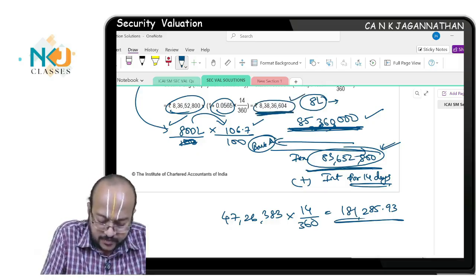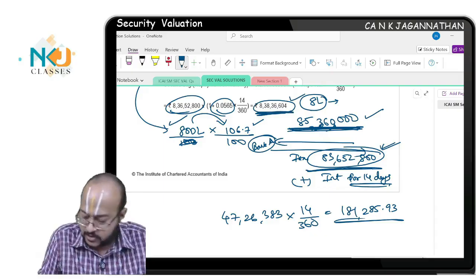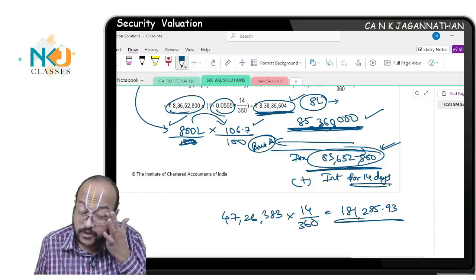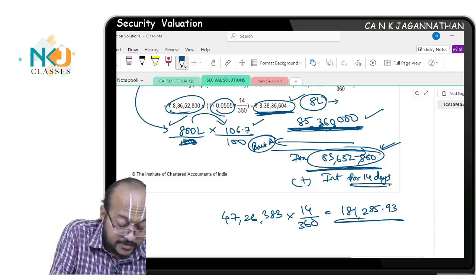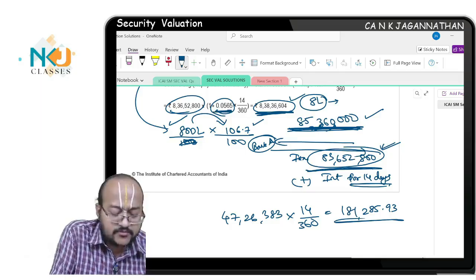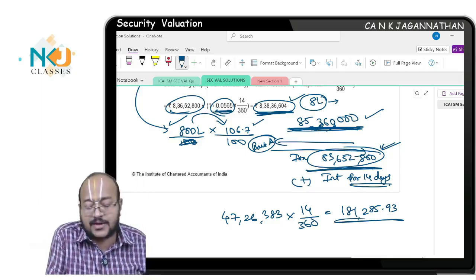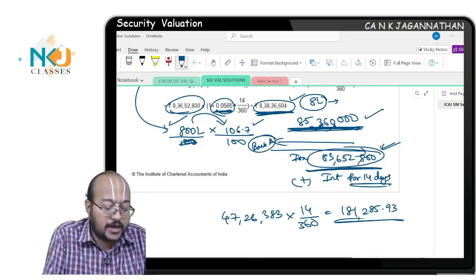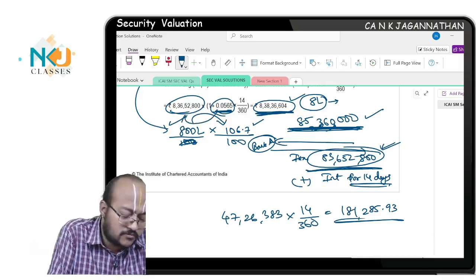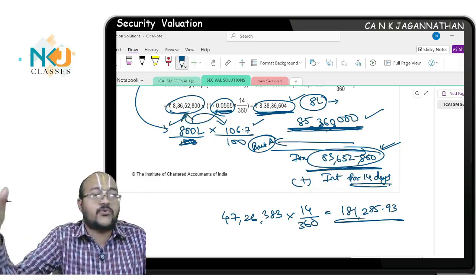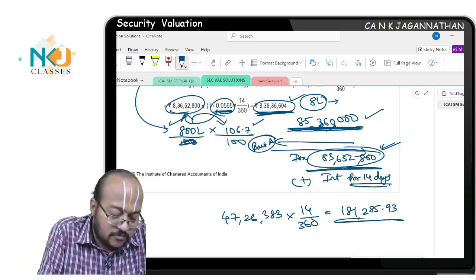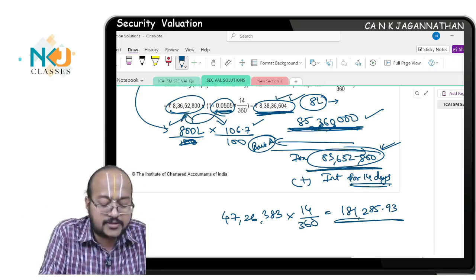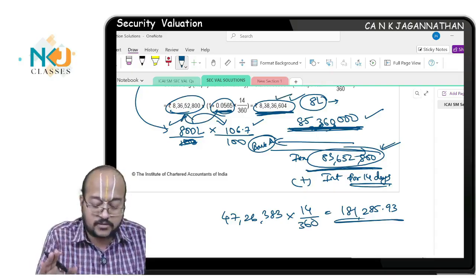I have computed separately. They have taken 5.65% into 14 by 360 and then multiplied it with this amount. That is why you are getting some variation, but it will give the same amount. What I have done is apply 5.65 to this number and then multiply with 14 by 360. All of it is rounding off, but ultimately you will get 838 lakhs 36,604. Are you all understanding the solution?